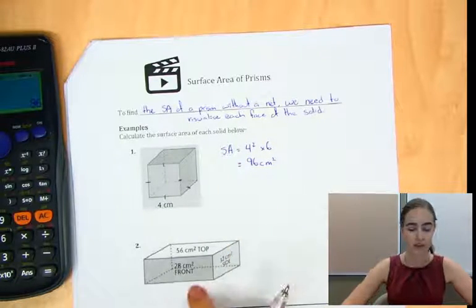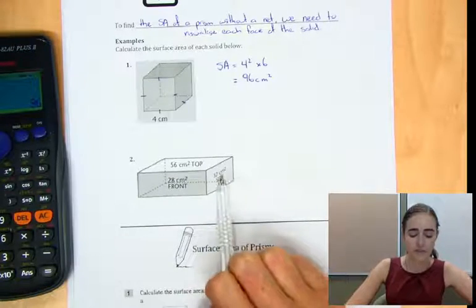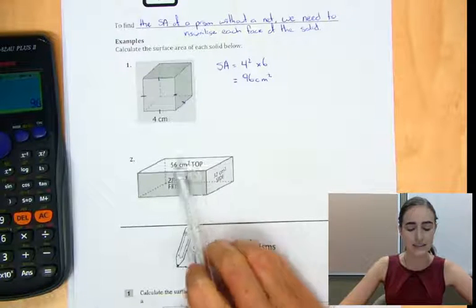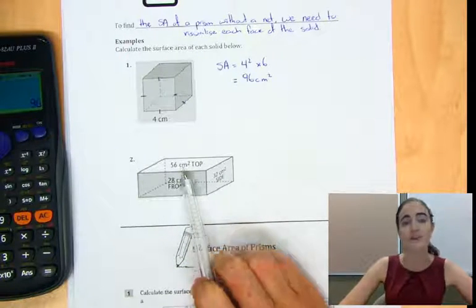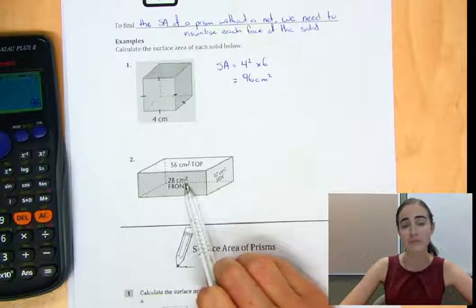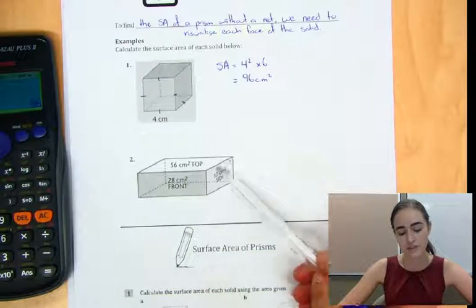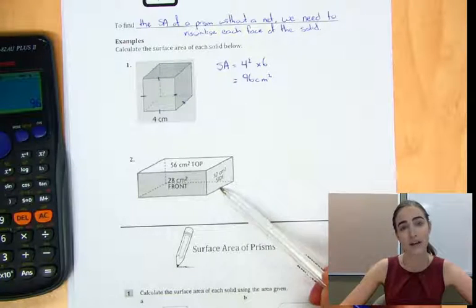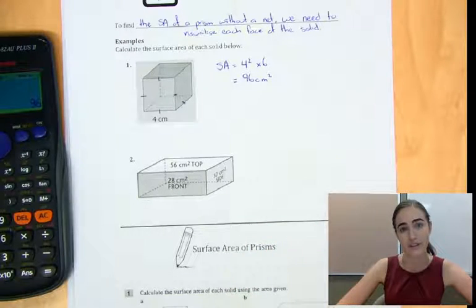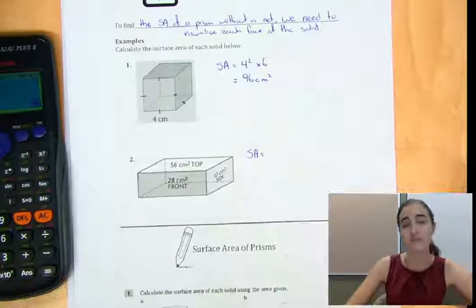For our second example, it's a rectangular prism now, so it's got 3 different faces. The top and the bottom will be the same size, and it's telling us that the top is 56 centimetres squared, so the bottom will be the same. This front rectangle here is 28 centimetres squared, and that's going to be the same as the rectangle that's on the back. And this one that's on the side here is 32 centimetres squared, and it's going to be the same as the side that's on that other end of that rectangular prism. So there's only 3 measurements that we need, but we need each of them twice.